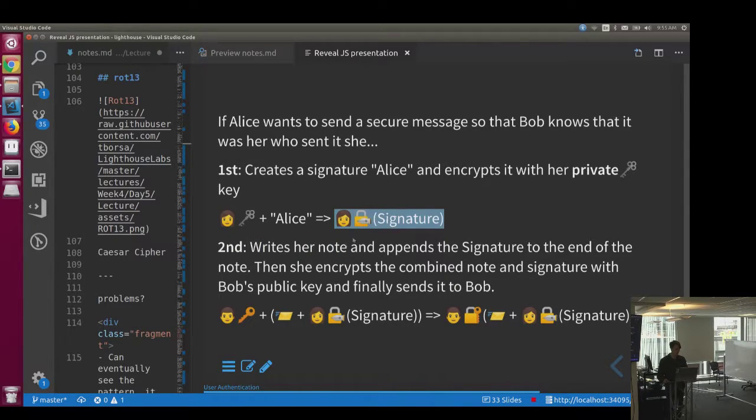This results in her signature. Second, she writes her note and appends the signature to the end of the note. Her note is the thing she's trying to communicate to Bob. That could be something like, hey, Bob, how's it going, or any useful information. Then she encrypts the combined note and signature with Bob's public key and finally sends it to Bob. So she has her signature, she adds on a note, and then she encrypts the whole thing, the note and her signature, with Bob's public key, and sends it off to Bob.